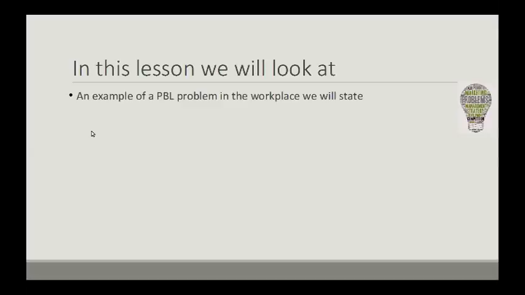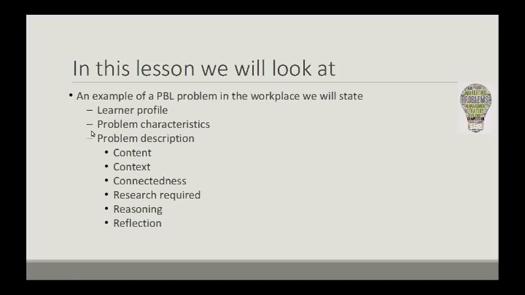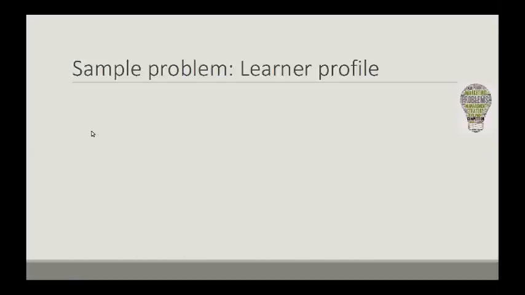We will state the learner profile, which was covered in Lesson 1, the problem characteristics, which were covered in Lesson 2, a description of the problem, which was covered in Lesson 3. In this, we will explain the content of the problem, the context in which it needs to be solved, how it relates to other elements, the research the learner is required to complete, the reasoning techniques they are required to use, and how the learner needs to reflect. We will look at categorizing the problem, which was covered in Lesson 4, and then we will present an assignment to enable you to apply what you've learnt.